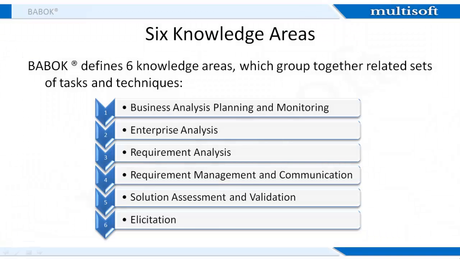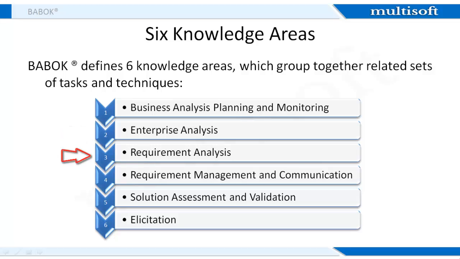It's time that we understand the 6 knowledge areas that have been described by BABOK. There are basically 6 knowledge areas. The first one is business analysis planning and monitoring. This knowledge area describes how business analysts plan the tasks and activities of business analysis. The enterprise analysis knowledge area describes how business analysts describe a business case for an identified business need.